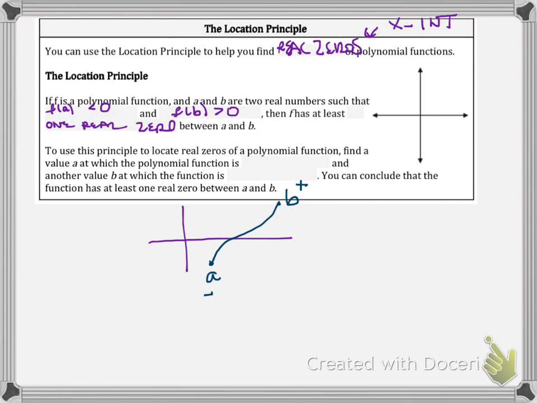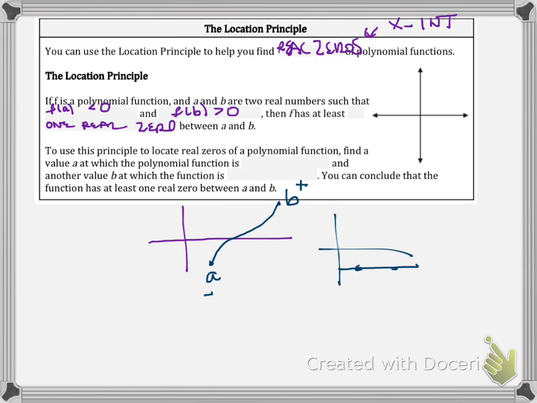It is guaranteed. Now, on the other side, if f of a is a negative value and f of b is a negative value, then it's not guaranteed that there will be a real zero or an x-intercept. You could have something that goes up. You could have just a straight line, right? There's no guarantee that there will be a zero in that spot. So that's basically what the location principle is telling us.